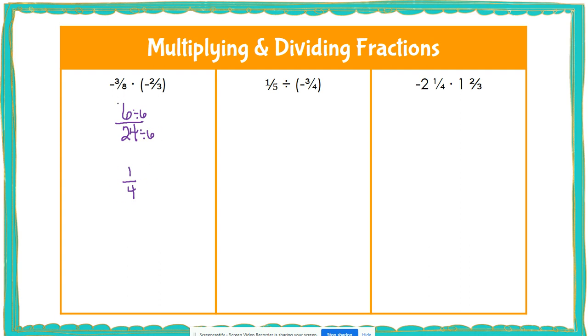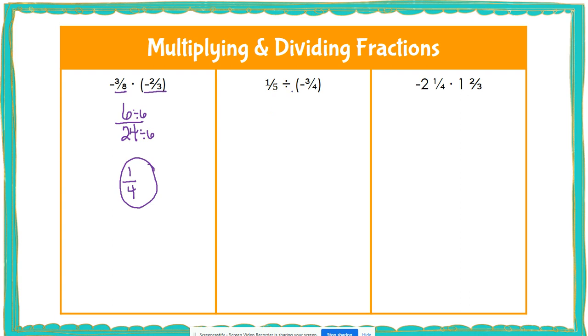Now let's look at our problem to see what kind of sign we're going to use. We're multiplying a negative by a negative, so we're multiplying with same signs, and that means that our answer is going to be positive. So negative 3/8 times negative 2/3 is positive 1/4.